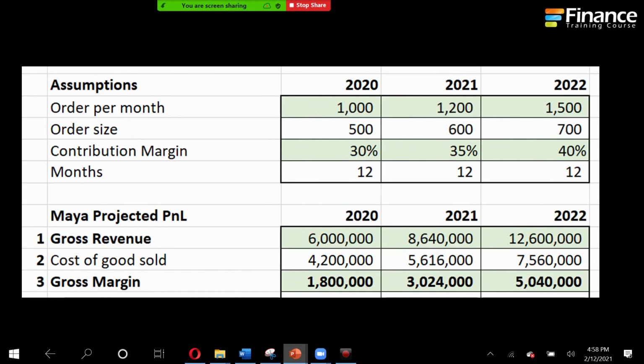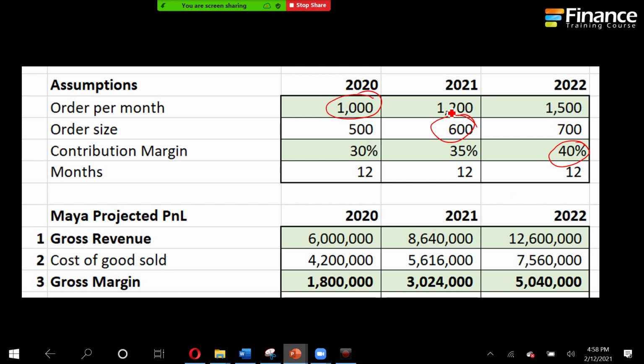So the essence of the argument that we've made is, how can you grow a business year on year? You can grow a business by increasing the orders per month. You can grow a business by increasing the order size per month. You can grow a business by increasing the contribution margin per month, right?